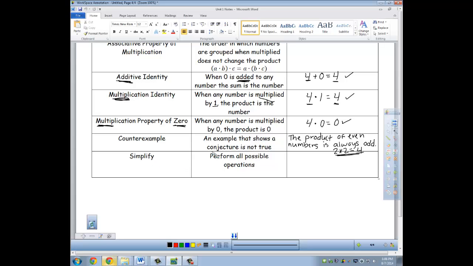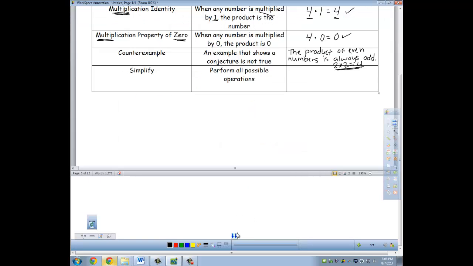The next word is simplify. Simplify means to perform all possible operations. We will do a lot with this throughout the year. The most important thing you need to know about simplifying is, very important, you cannot add or subtract a variable, so a letter, with a non-variable. A non-variable is just a number, it doesn't have a variable. But also, if the variables are different, you cannot put them together.